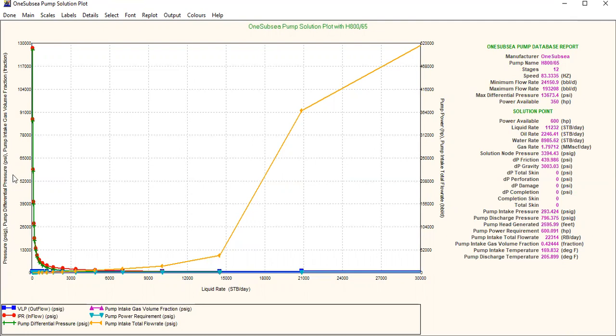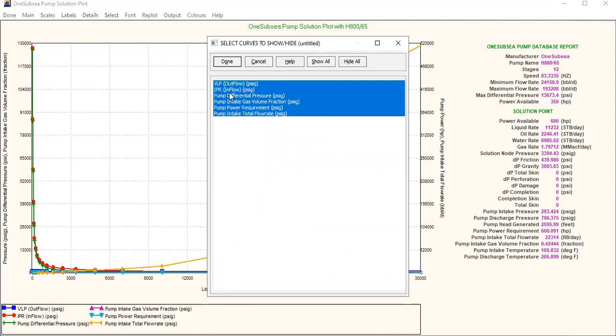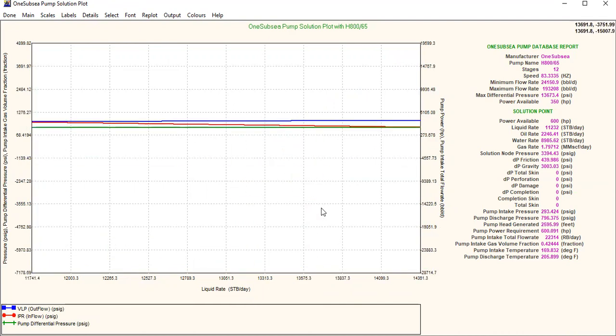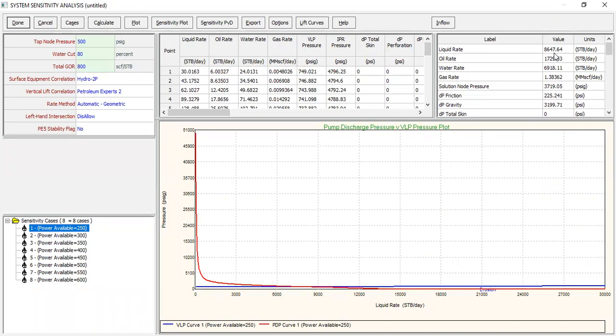The pressure, pump differential pressure, pump intake, gas volume fraction versus liquid rate. I want to select VLP, IPR, and PDP. Uncheck the bottom three. Click done. Maximize, replot. I think the intersection is right here. Maybe right here. You can check again from this value. As you can see, for power available of 600 horsepower, the liquid rate is around 11,000.